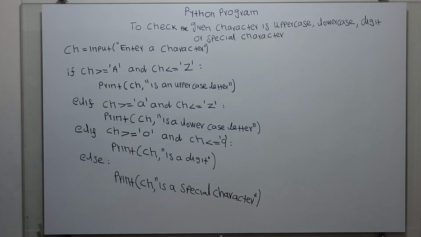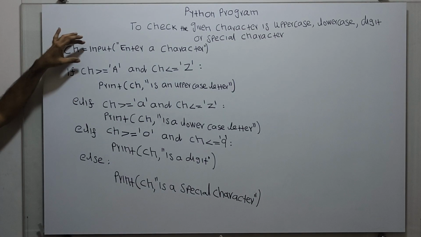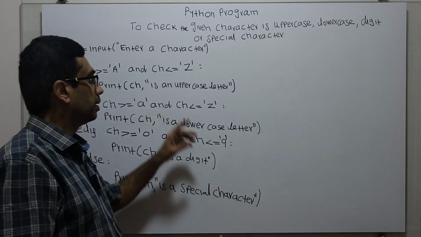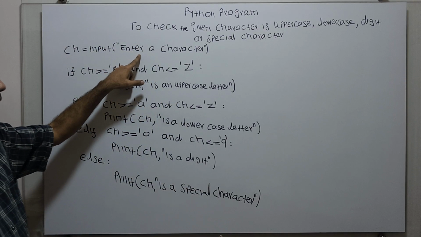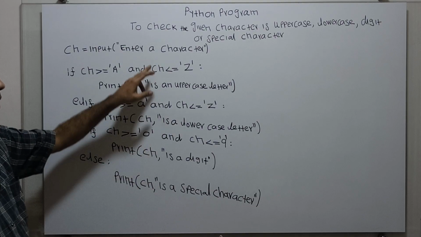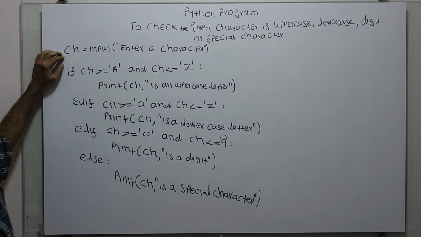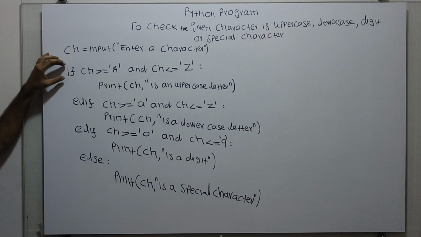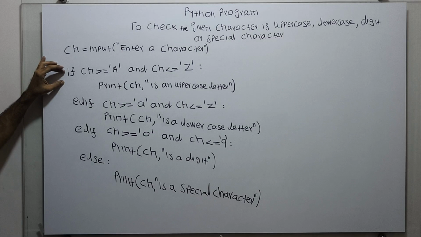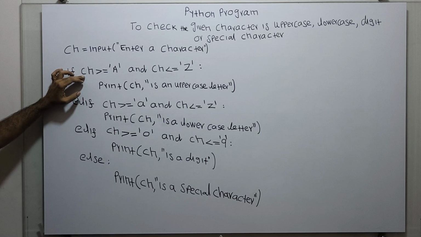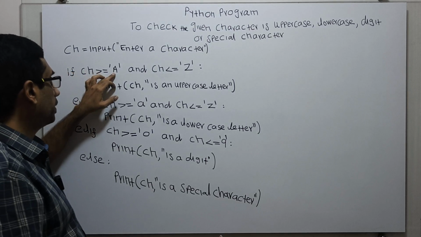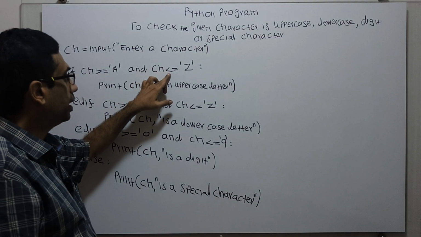I am going to explain the program. ch is my variable equal to input of "Enter a character". The input statement displays the string in the console, and when the user enters a character, it is stored in the variable ch as a string. So I am writing an if elif else statement to check whether the given character is uppercase, lowercase, digit or special character. I am comparing if ch, the value of the variable ch, is greater than or equal to capital A, and ch less than or equal to capital Z.